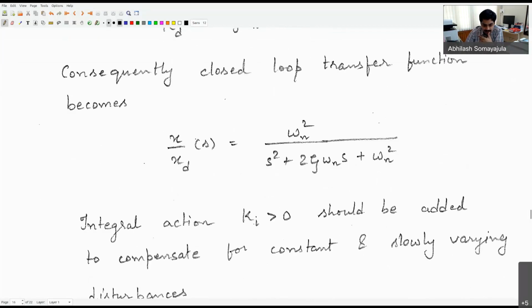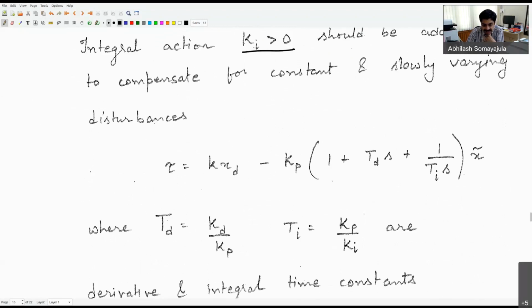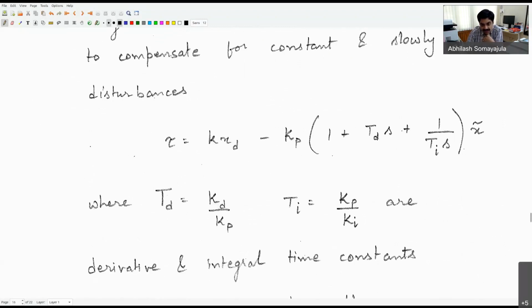Okay, so in this case, we can see that the transfer function between x and xd is simply given by omega n square by s square plus 2 zeta omega n s plus omega n square. And this is where we are looking at the so-called PD control law. Notice that we had started off with our idea that Ki is equal to 0. Now suppose I wanted to bring back Ki greater than 0, because I wanted to compensate for constant and slowly varying disturbances. Then in the Laplace sense, my control law can be written again as this, where you are now seeing that the integral term has made its way back into our system.